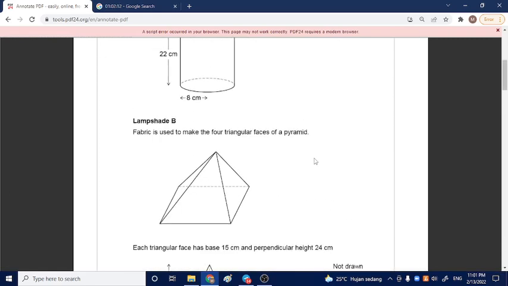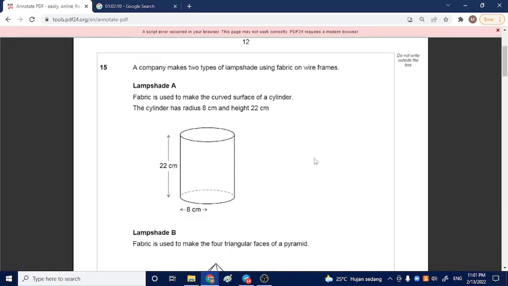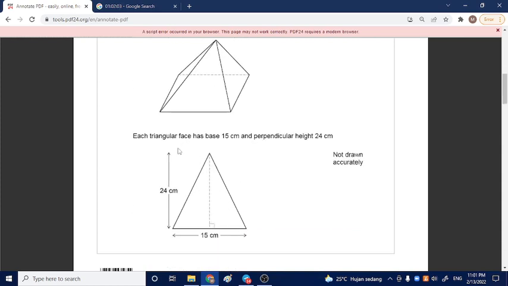I don't even care. Alright, so we have 3D objects. Cylinder, radius 8, height 22, and pyramid. Alright, interesting. They don't give us the direct height, but the slanted height instead. Alright.